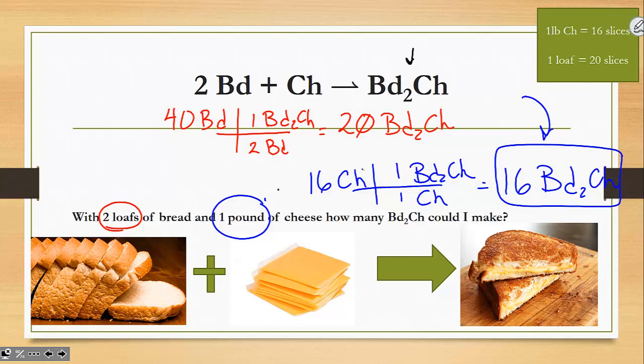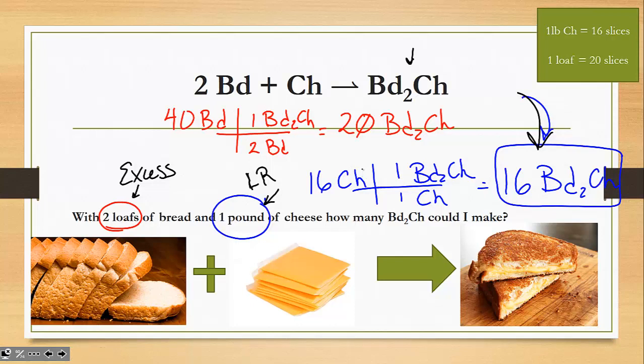My cheese is limiting the amount of grilled cheese I could make. So we would say cheese is our limiting reagent. It limits the amount of product we could make. So we would make 16 grilled cheeses. The other reactant, in this case the bread, is our excess reagent. We're going to have way more of it than we need. That, in a nutshell, is what this little subunit is about.